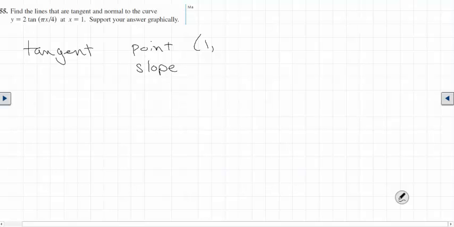The y-coordinate is going to be whatever we get when we plug 1 into 2 tangent of x times pi over 4. Now, the last time I checked, tangent of pi over 4 is 1. So this is 1 times 2. My point is the point (1, 2). Are we all in agreement there? Okay. Now we're going to attack the slope part.